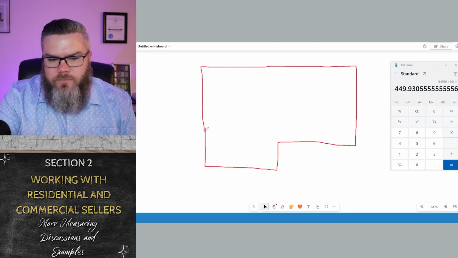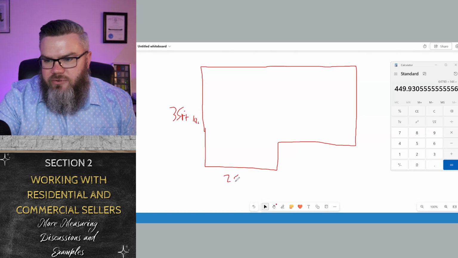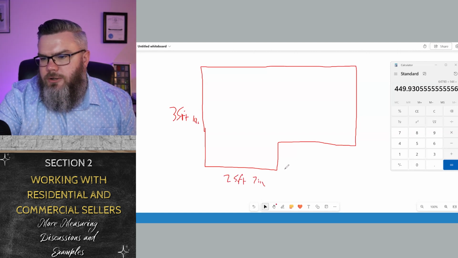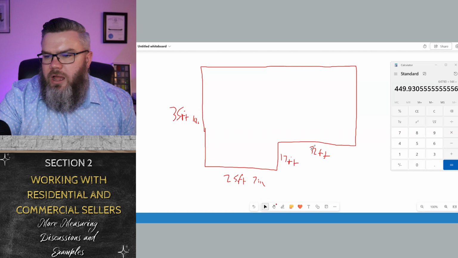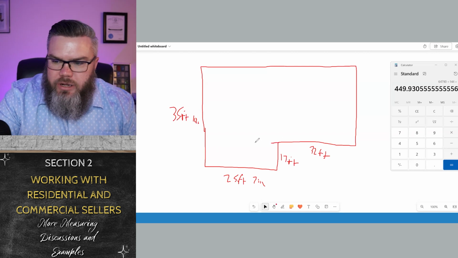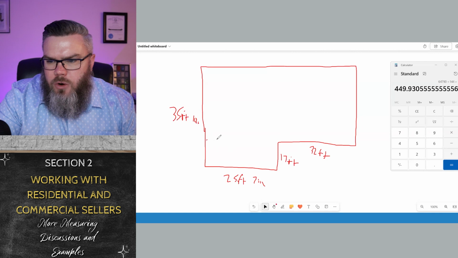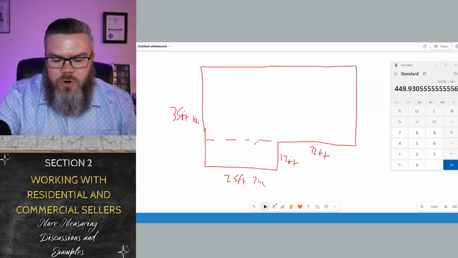So you're going to draw it out. You're going to give me the measurements, 35 feet 10 inches, 25 feet 2 inches, 17 feet, 32 feet. And then you're going to break it into components. And so you can do it where, show me your work, right? I need to know, how did you break it up? How many rectangles did you have? How many squares did you have?